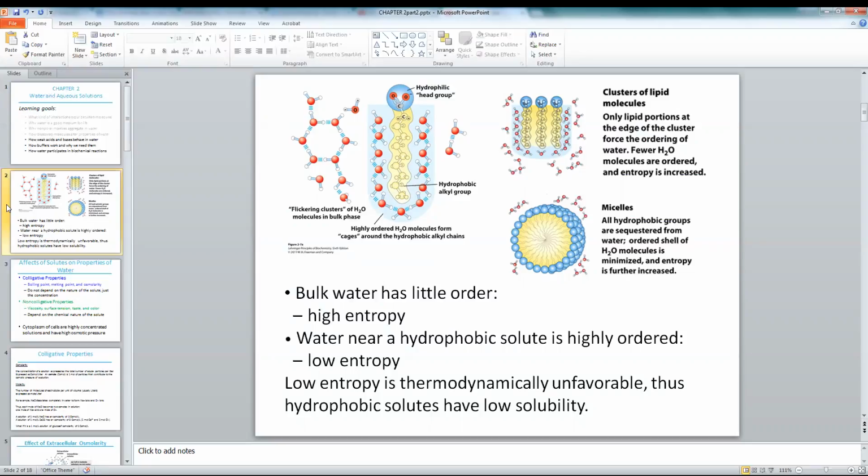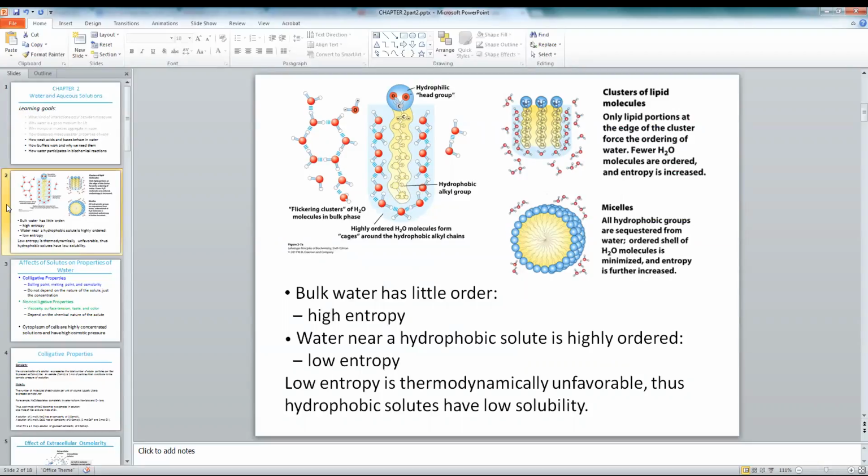Because of that, there isn't nearly as much of the shell created. And so in both of those cases, we see that our entropy is increased. You might be wondering why. Part of that is that the bulk water is going to have very little order, and so it's going to have relatively high entropy. Whereas water that is near something hydrophobic is going to be highly ordered, and so that's going to have lower entropy. That is in part tied to the number of water molecules that we have available.